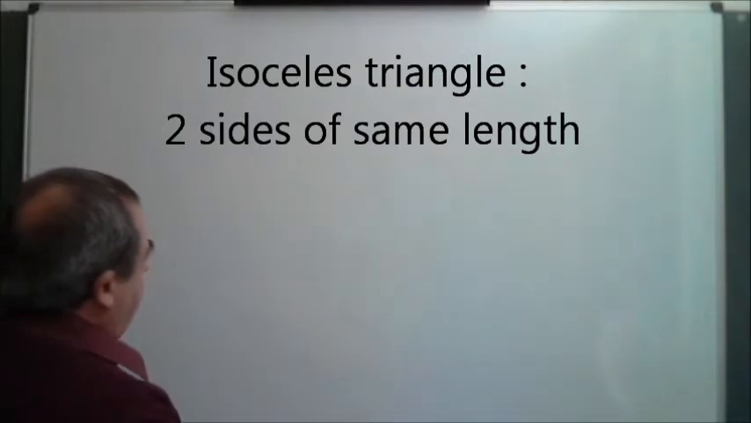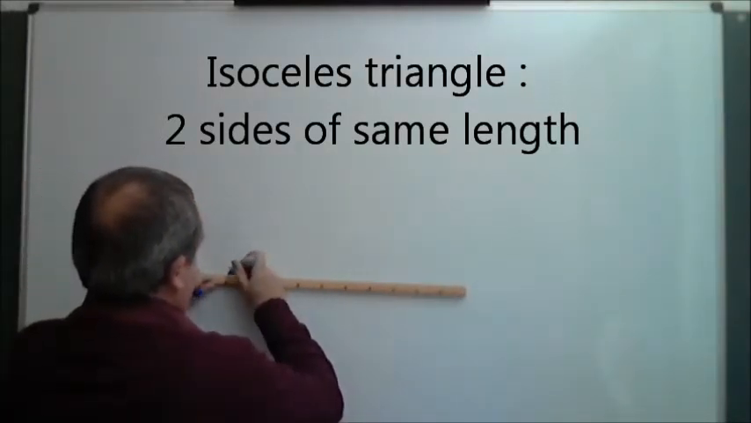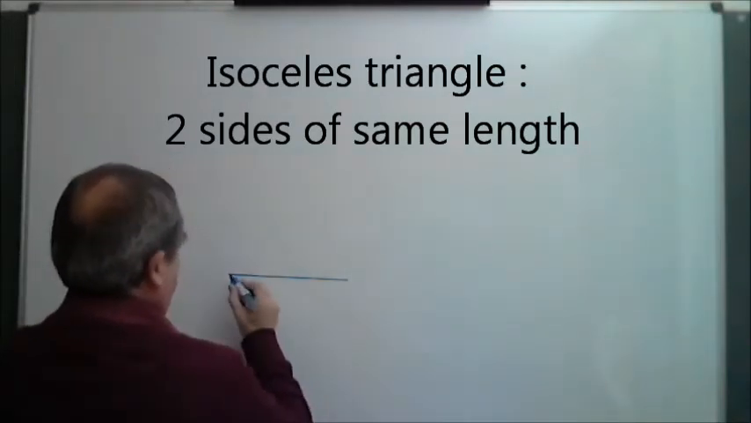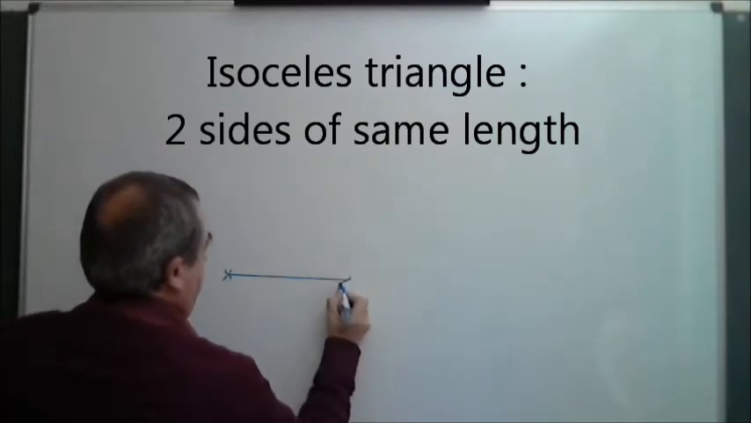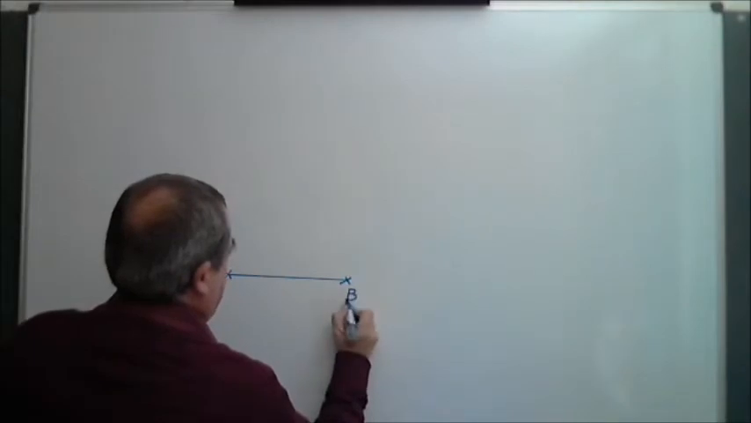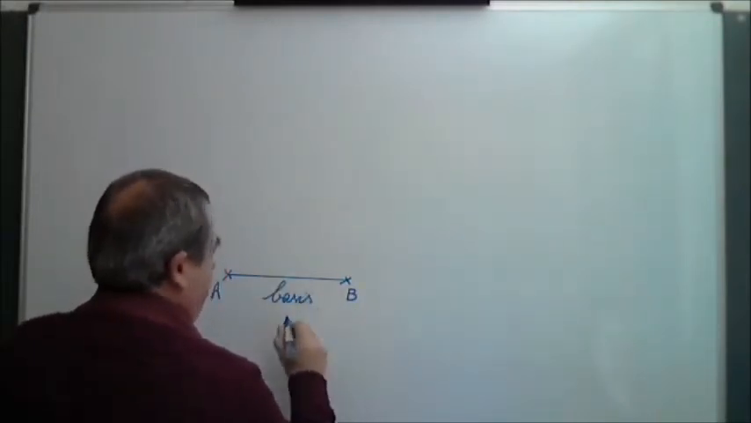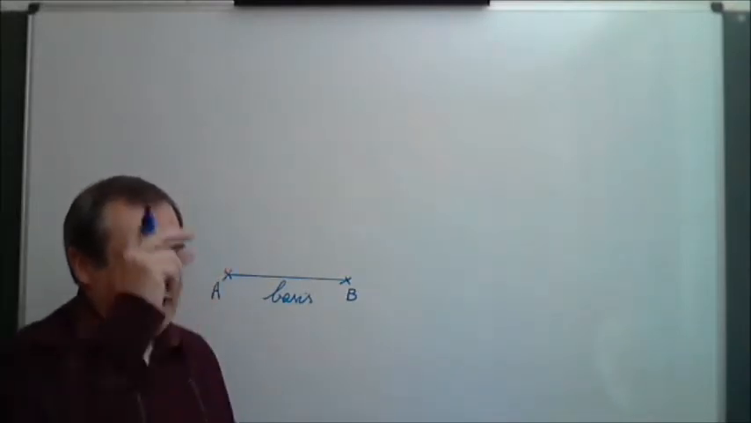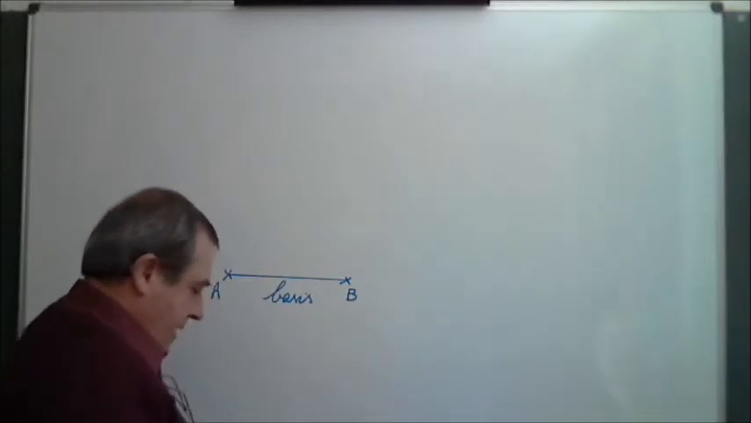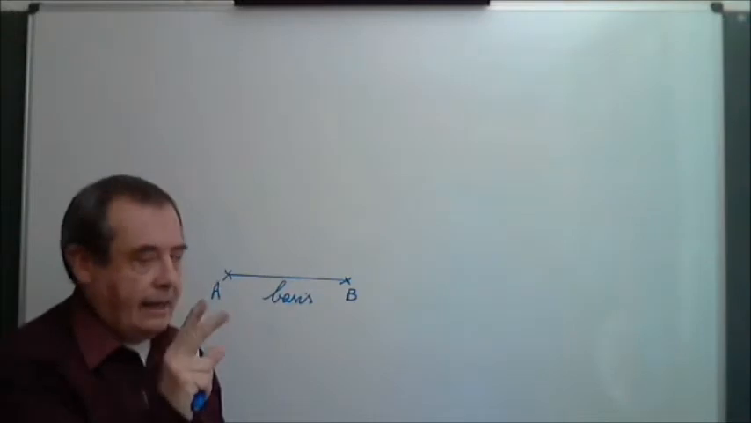One begins with the basis. For example, the basis here is AB. And next, I want to find the apex. The apex is the point where the two equal legs meet.